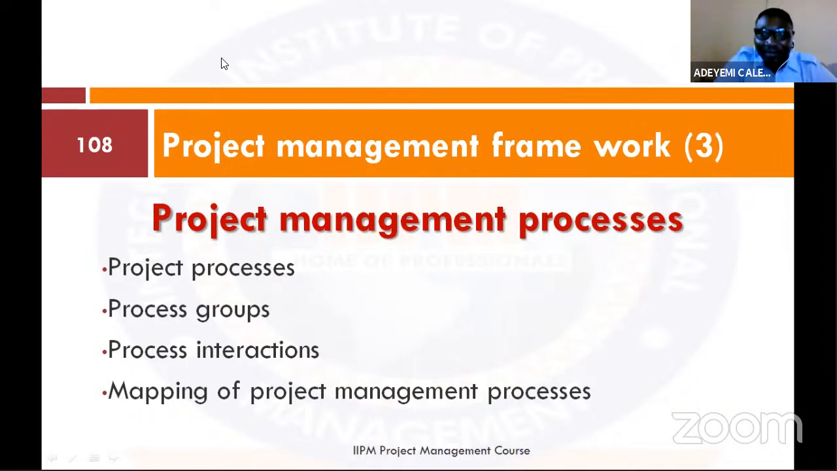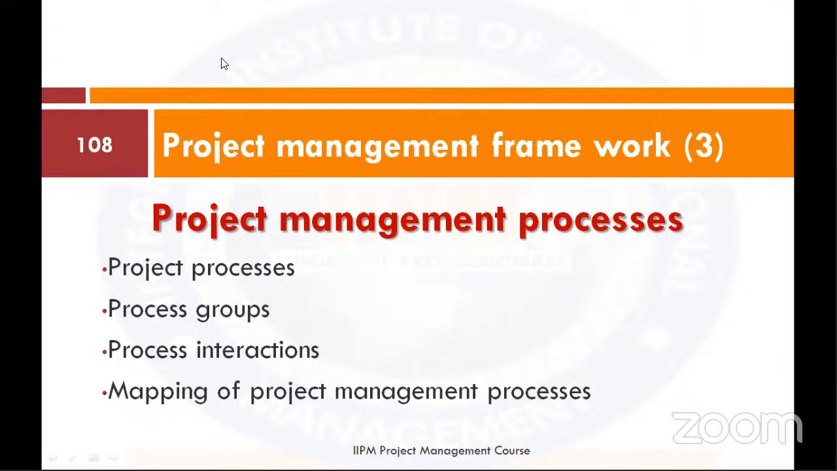All right, so we are welcome back. We are gradually rounding up for today. I'll be very grateful that today we are rounding up Project Management Foundation. And then by next week, we will begin with the knowledge areas, and then we'll start looking at them.